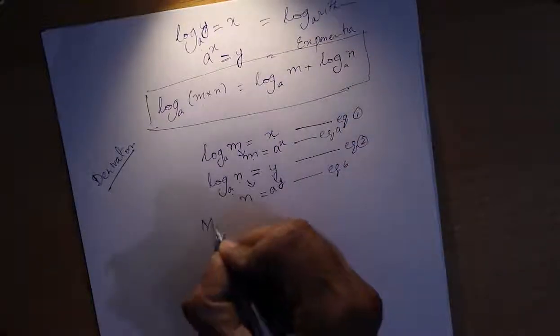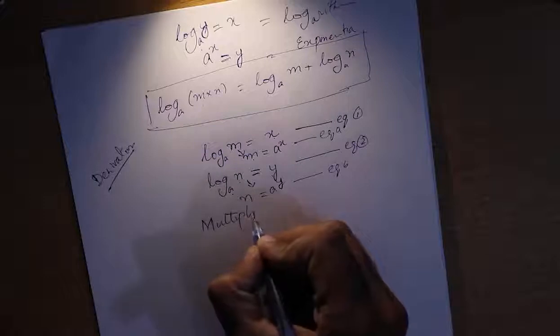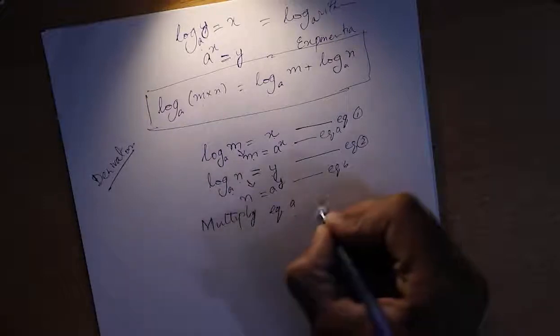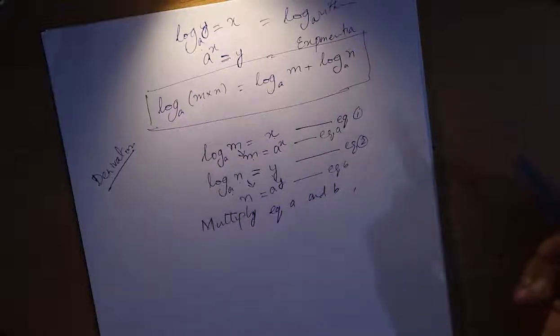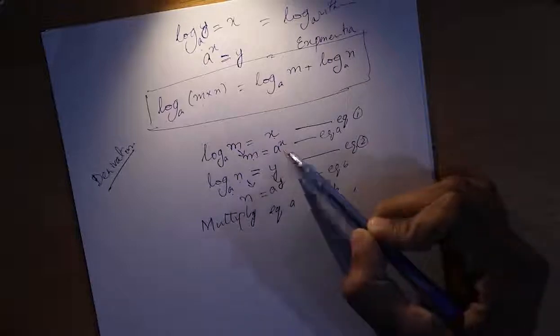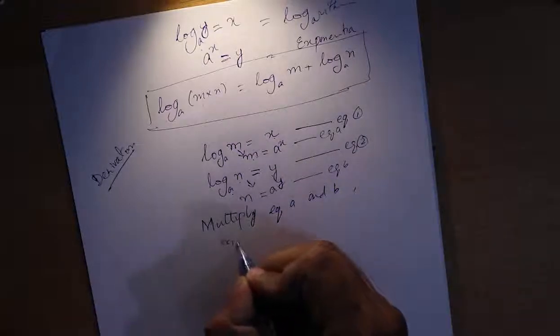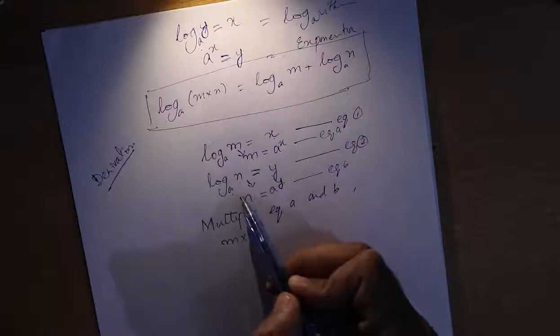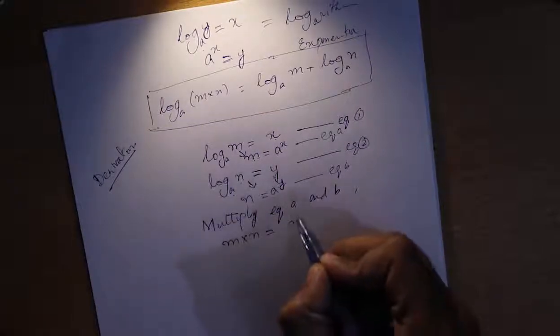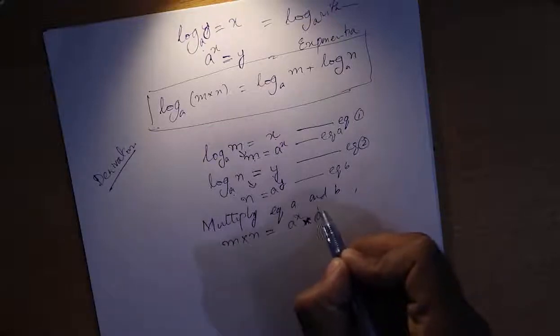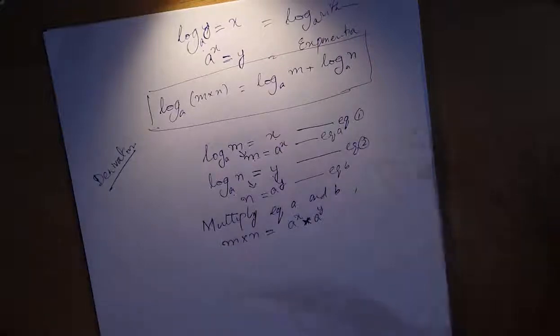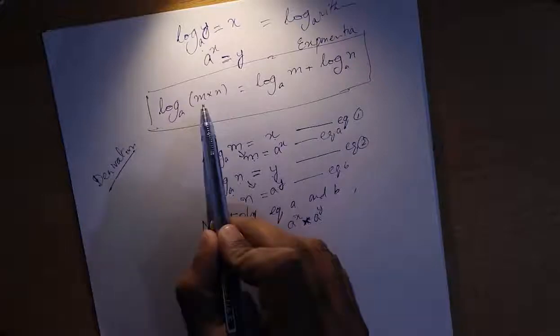So if you multiply equation A and B, whenever we multiply certain equations, we multiply the left hand side with the left hand side and the right hand side with the right hand side. So our equation would become m into n equals a raised to the x, multiplied by a raised to the y. So now we have got a basic form which is m into n equals a raised to the x into a raised to the y.